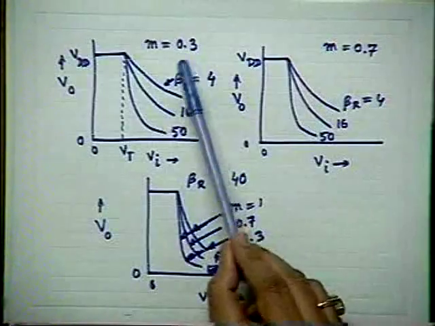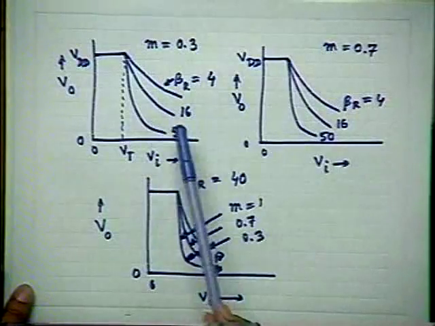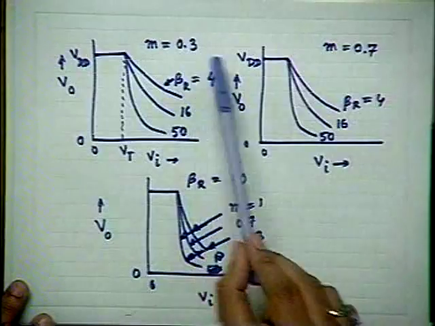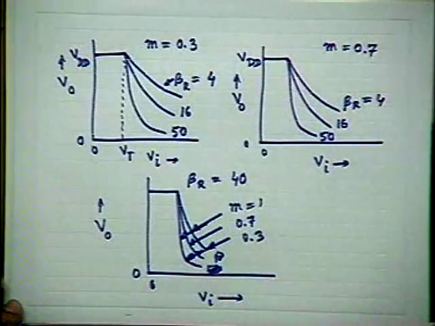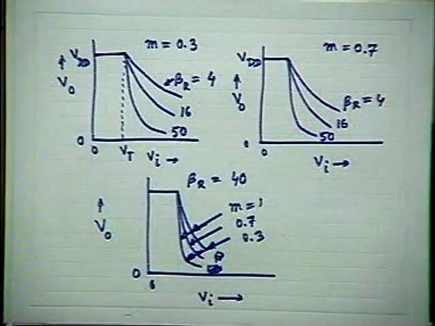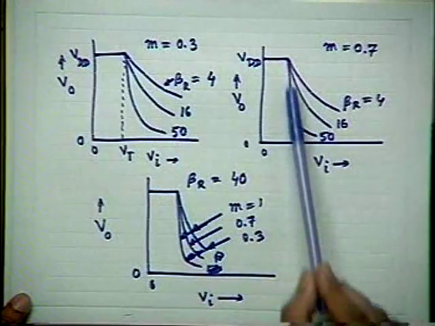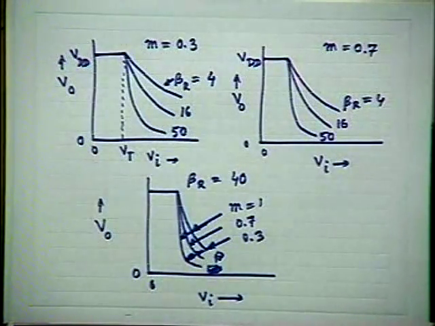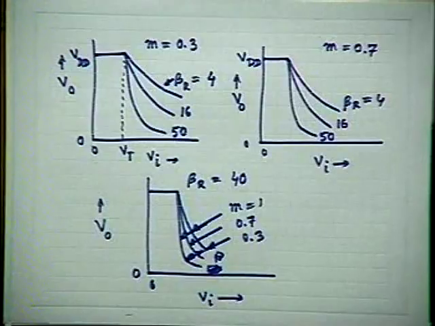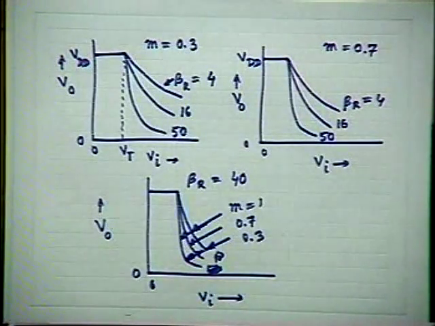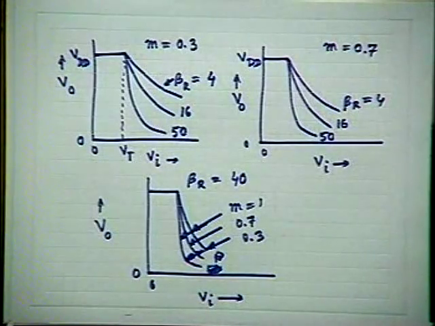So 0.3 and 0.7, what is your observation? For the same values of beta, 4, 16, and 50, what do you find? Lowering the value of M, what has happened? The characteristics have deteriorated. The shapes are steeper here, and not that steep here. So I will not achieve the kind of noise margin which I expect if M is less.